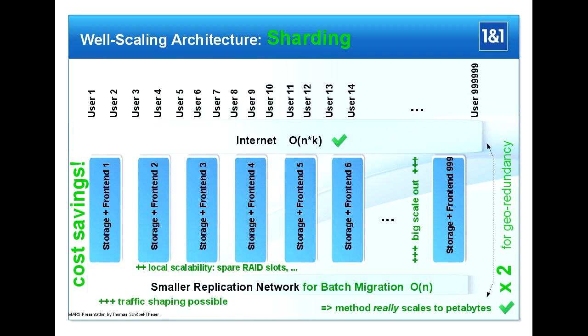What I would suggest is having a smaller replication network. If you use Mars here, you can even use traffic shaping there. Mars is similar to DRBD, with asynchronous operation in the background, but you could also use DRBD here.